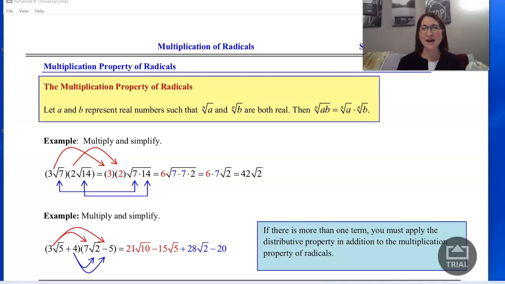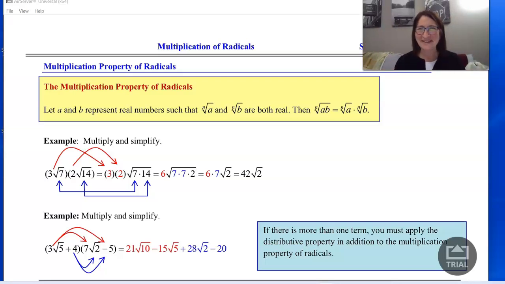All right, so we are going to go through multiplication of radicals. So here's the good news. We have been using the multiplication property of radicals during the last few sections. So this is really not new. The only thing that's going to be new is that we're upping it a level. We're going to do a little bit more complex types of multiplication.